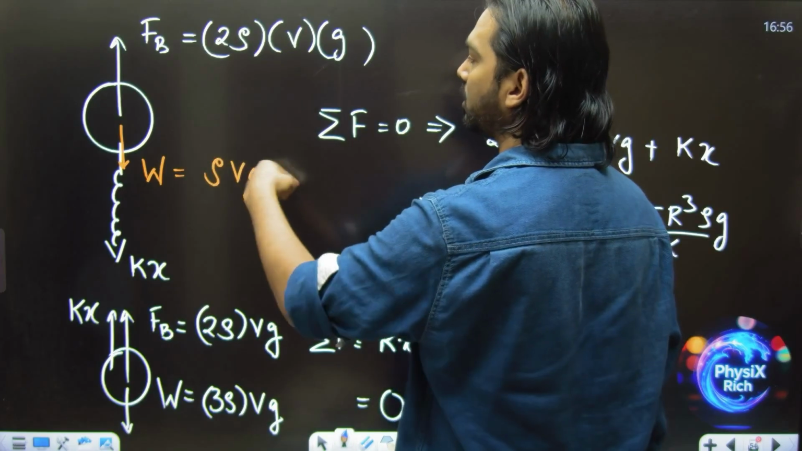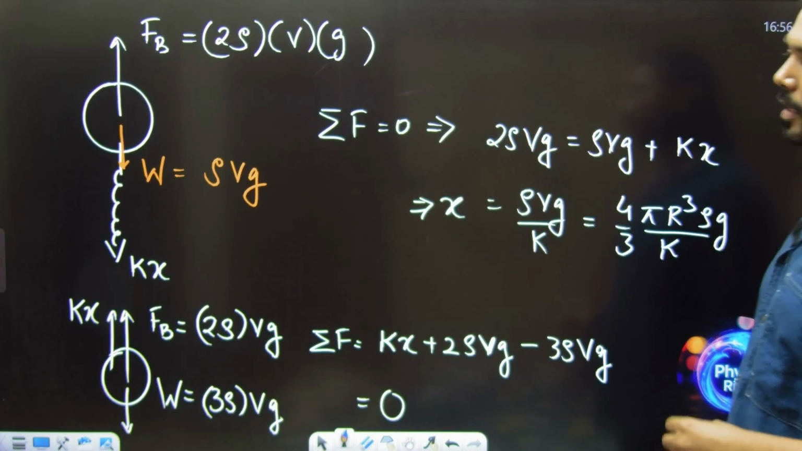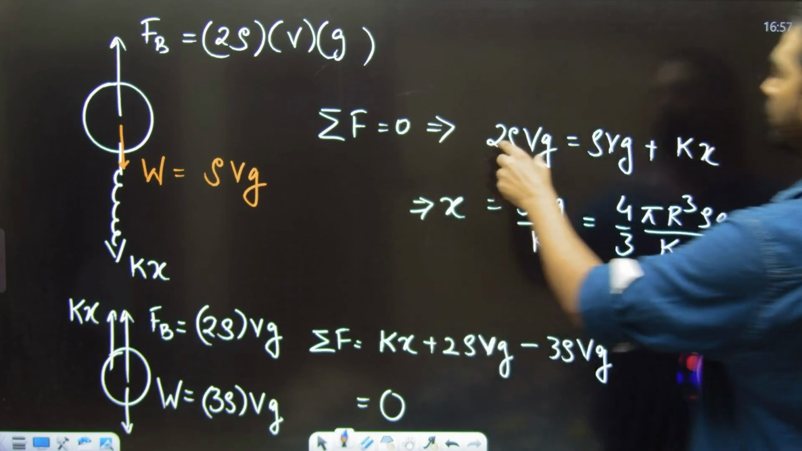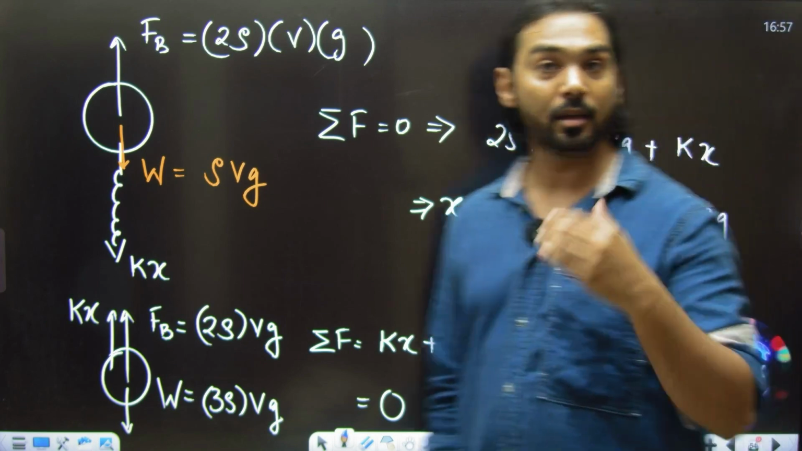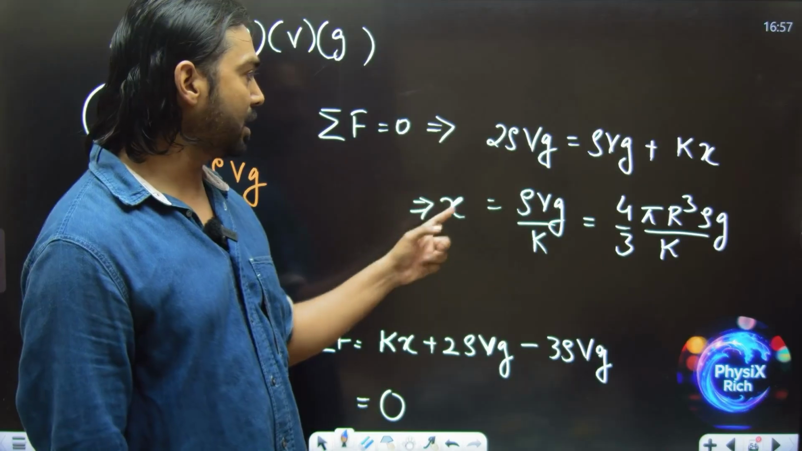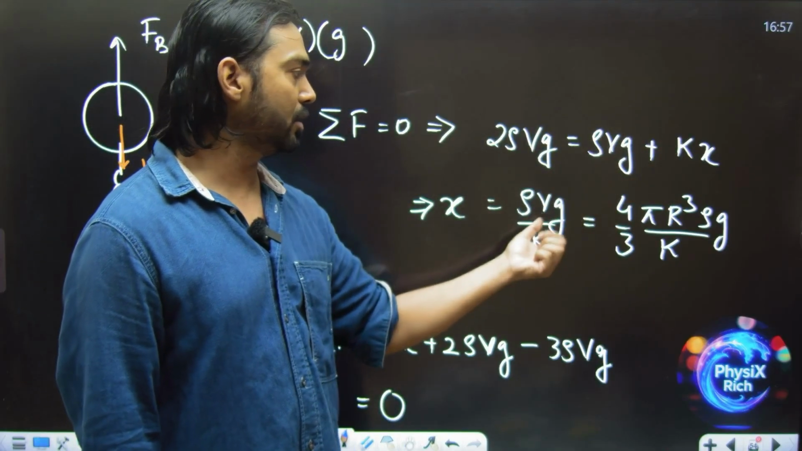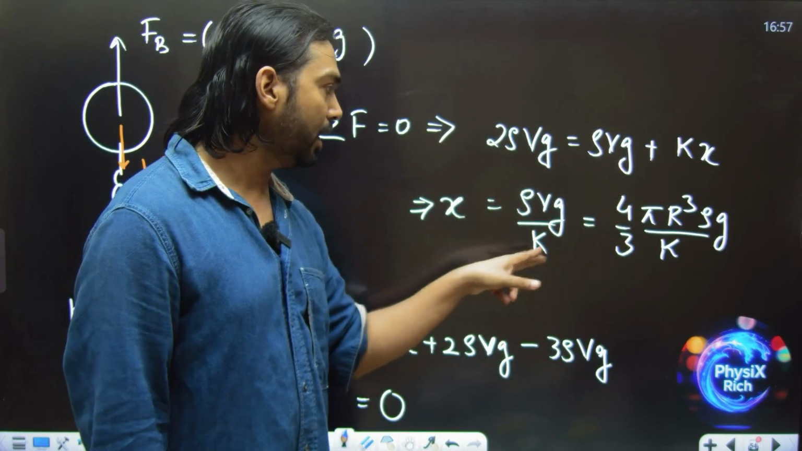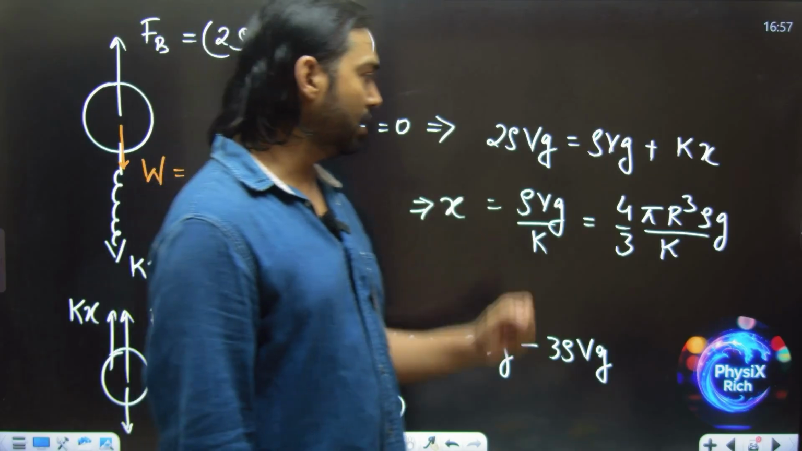If it's completely submerged, then there's a net upward force of 2 rho Vg minus rho Vg, which is simply rho Vg. And if I'm assuming that this is in equilibrium, then 2 rho Vg should be equal to rho Vg plus Kx. Now what is this Kx? Kx is the spring force. If I calculate x from this equation, I get 2 rho Vg minus rho Vg, which is rho Vg, divided by K, and that gives me the extension in the spring.